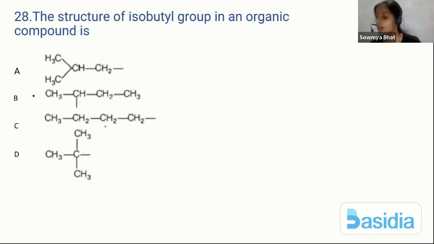The structure of isobutyl. Yeah, that's the right answer. Option B, good one. So we have the question number 28. That's the structure of isobutyl group in the organic compound. What exactly is isobutyl? There should be 4 carbon atoms together. That you have to remember. I'm changing the color of ink to make it more colorful.